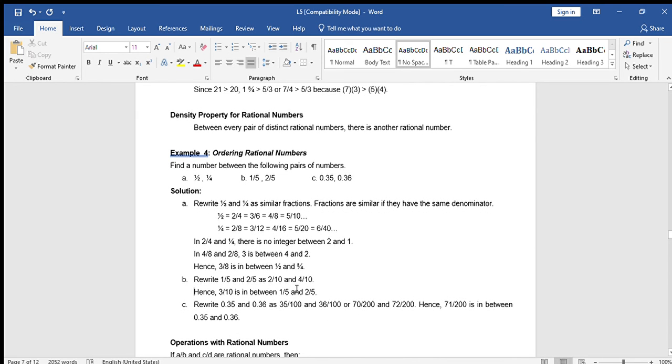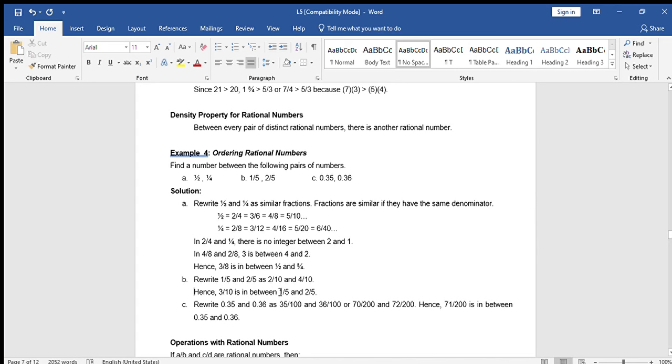Okay, let's have letter C. 0.35 and 0.36. So, what number is in between these two decimals? You will have to rewrite 0.35 and 0.36 in fraction form.